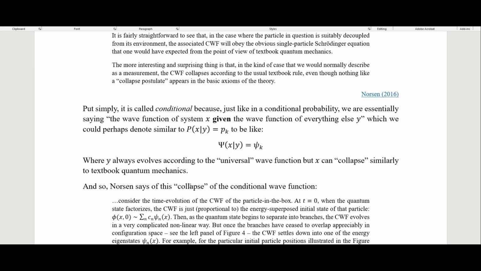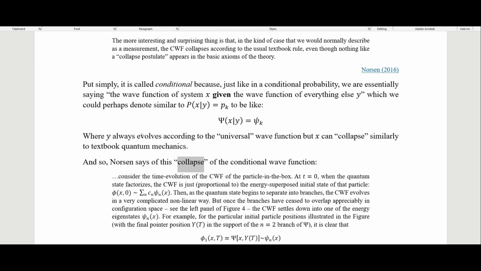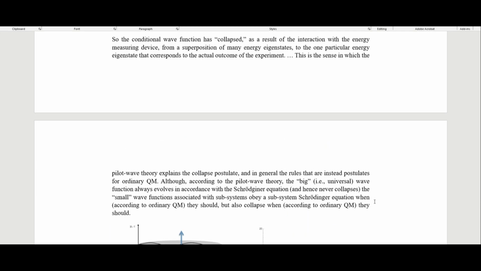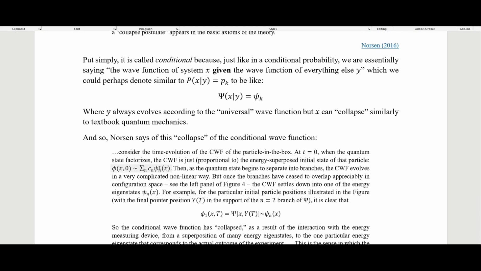And so Norsen says of this collapse of the conditional wave function, again from this 2016 paper here: consider the time evolution of the conditional wave function of the particle in the box. At t equals 0, when the quantum state factorizes, the conditional wave function is just proportional to the energy-superposed initial state of the particle.